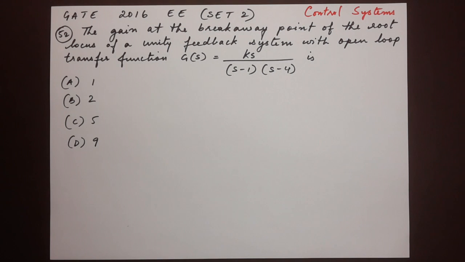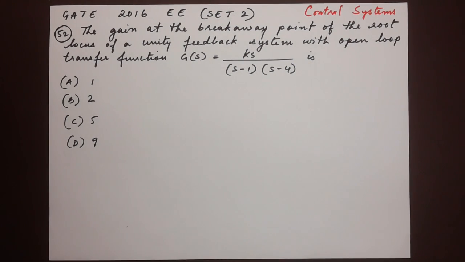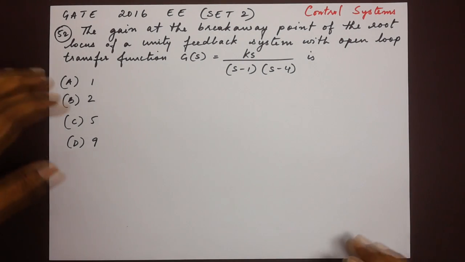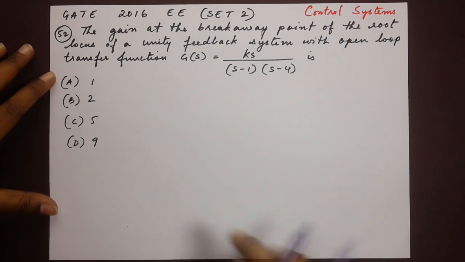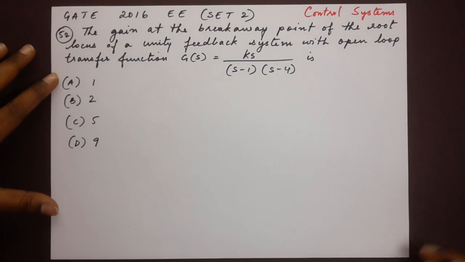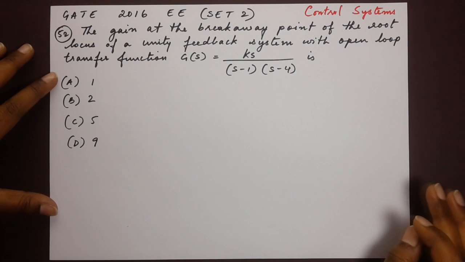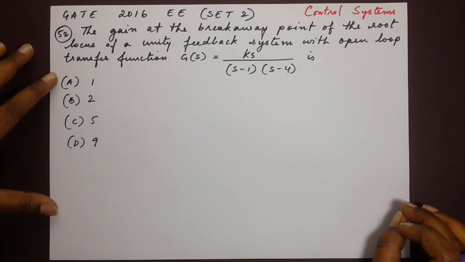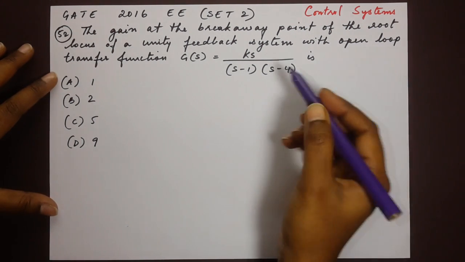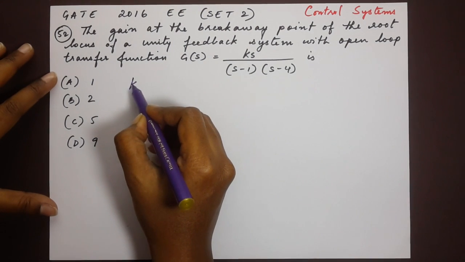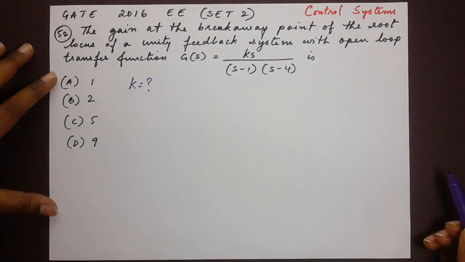Here's the next question, number 52. The gain at the breakaway point of the root locus of a unity feedback system with open loop transfer function G(s) = Ks / ((s - 1)(s - 4)) is: A, B, C, D. So we have our options and we will have to find out the value of the gain. Now gain is K, so we have to find out what the value of K is.